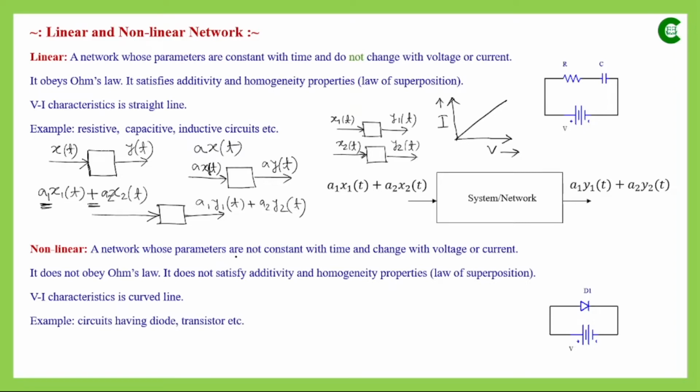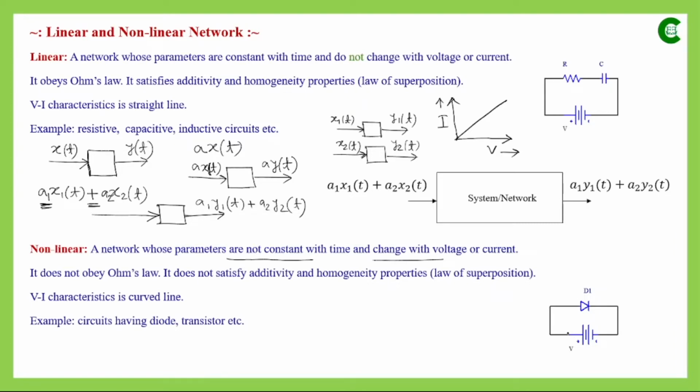Now in case of a nonlinear network, the parameters are not constant, rather they change with voltage or current value. Also these nonlinear elements do not obey Ohm's law and they do not satisfy the law of superposition. That means they do not satisfy the additivity and homogeneity properties. And in a circuit, if it has at least one nonlinear element, then the circuit or network will be a nonlinear network. Take a simple circuit where we have only one diode energized by a voltage source, which we can see here in this diagram.